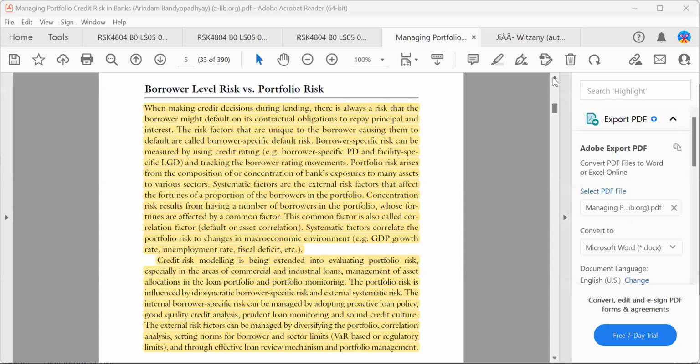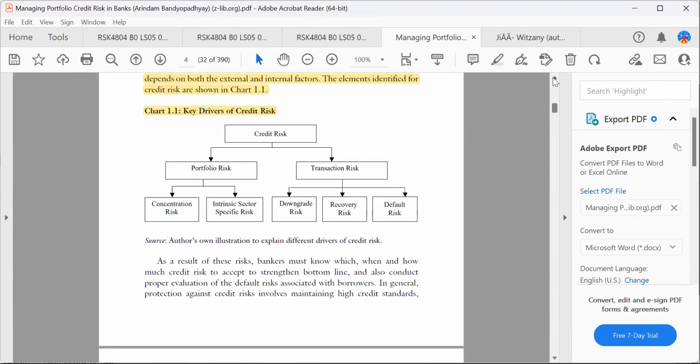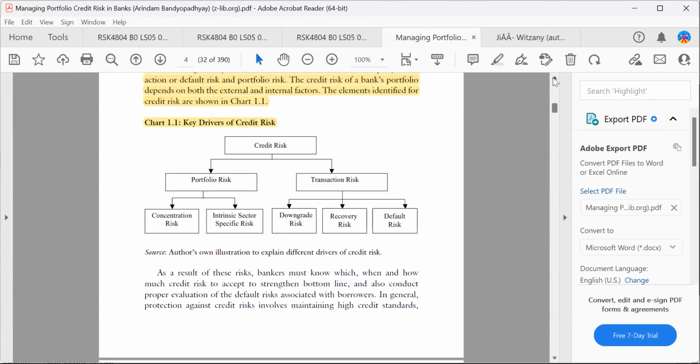I just wanted to ask if you can elaborate on the intrinsic risk. What does it mean? What is it? Intrinsic sector specific risk.